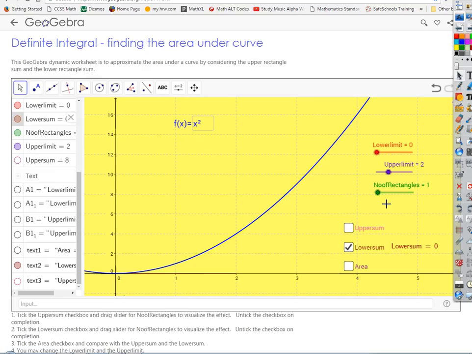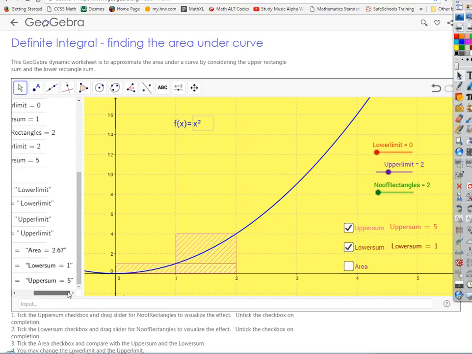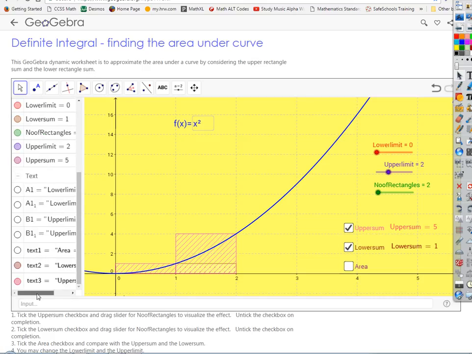Okay, well let's at least bump it up to 2 rectangles. So there's the lower sum, there's the upper sum. Still quite a ways off though, right? We're getting 5 for the upper sum, 1 for the lower sum. Somewhere in between is going to be the actual answer. The actual answer is around 2.67, I guess.